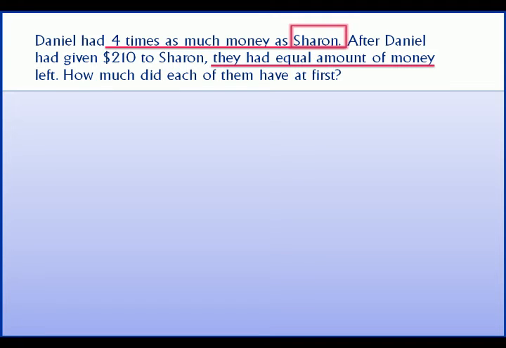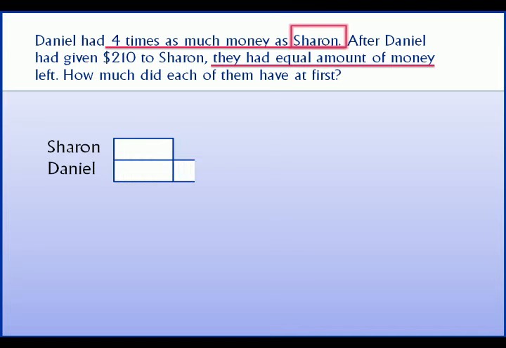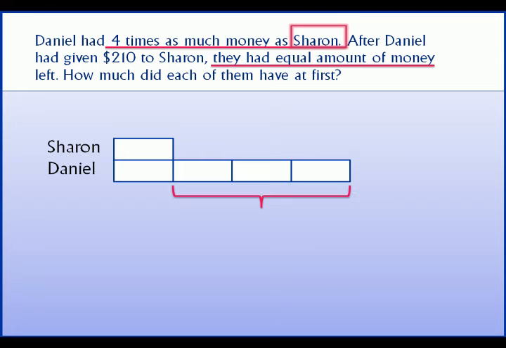The after condition is they had an equal amount of money. So the before condition is Daniel had 4 times as much money as Sharon. After condition, they had an equal amount of money left. Sharon is 1 unit, and we know Daniel has 4 times. So Daniel would have 4 such units.